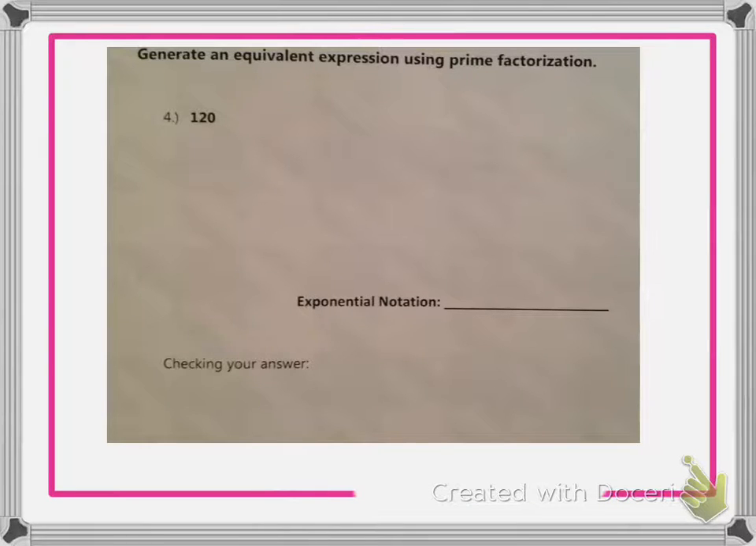Number 4 says generate an equivalent expression using prime factorization. So I would like you to try the factor tree on number 4 on your own. Once you finish the factor tree, press play to continue with the notes.